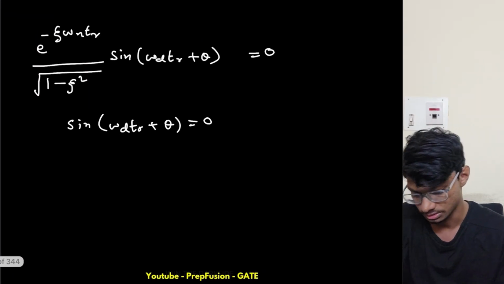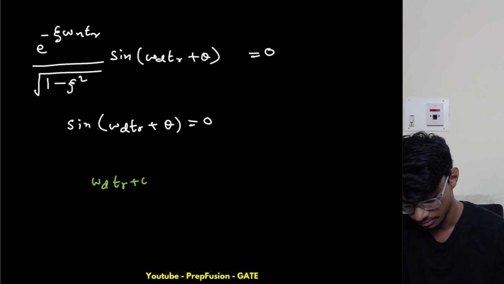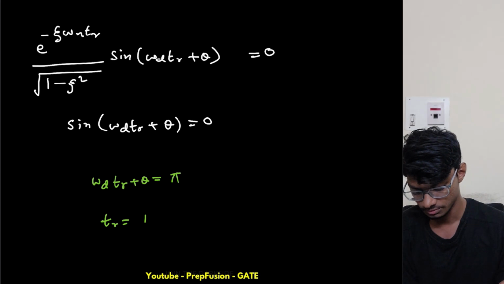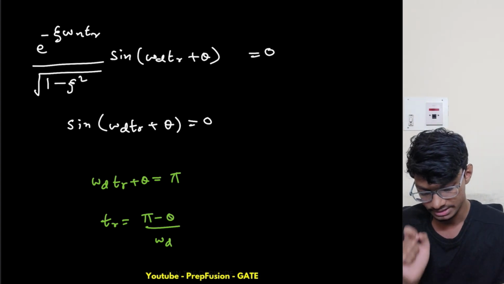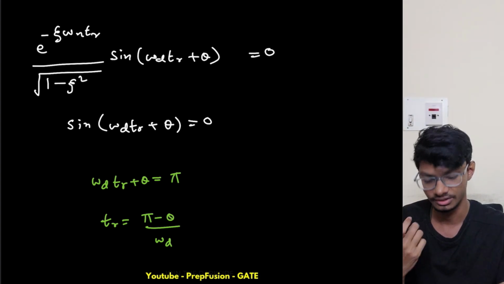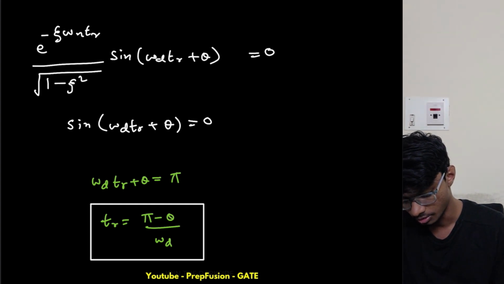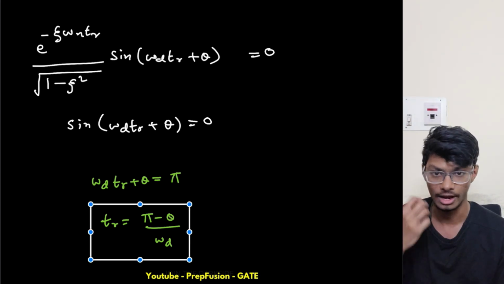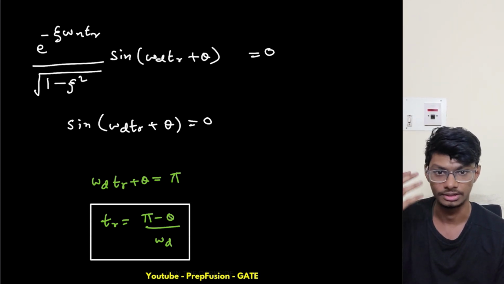Okay, so yeah, let's see. So this should be equal to omega d TR plus theta equals pi, right? So my TR equals pi minus theta by omega d. Okay, so this is my rise time derivation, right? Rise time derivation. So you have to remember this. These are important formulas, so you have to remember this. Obviously you won't always be able to derive this because it will take time. Just by practicing more and more questions, you will get this in your head, right?